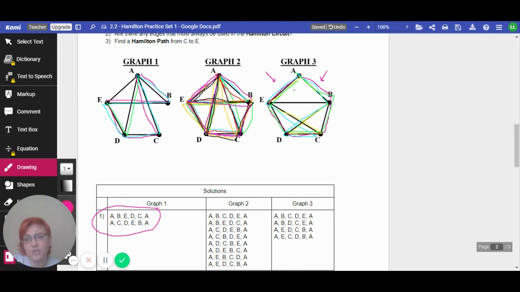Last but not least, let's find a Hamilton path from C to E. All right, I'm going to follow the C to E here. We can go C, D, A, B, E. That'll work. From C to E here, we can go C, B, A, D, E. And here we can go C, D, B, A, E. And that's how we would get from C to E via a Hamilton path.